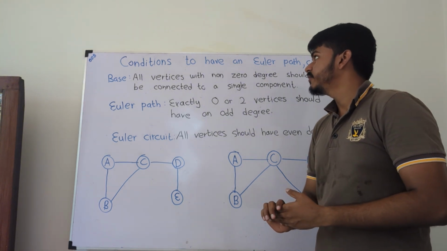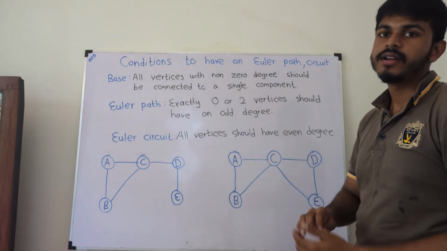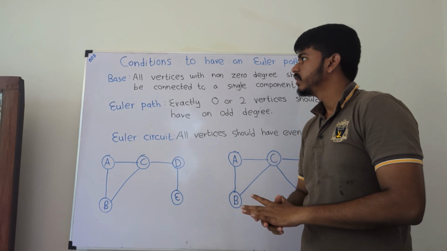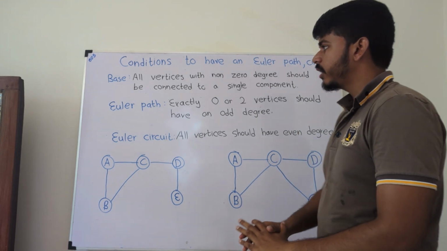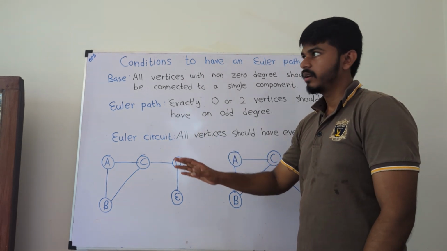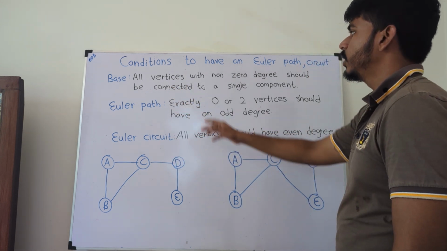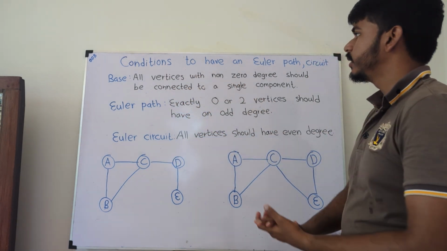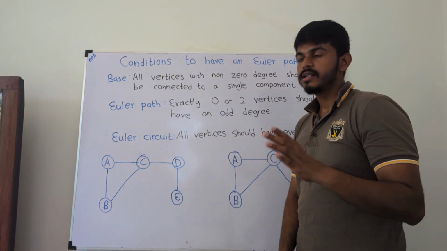So now we will see what are the conditions we need to have an Euler path or a cycle. First, in order to have an Euler path or a circuit, as the base condition we need to have all vertices with non-zero degree connected to a single component.